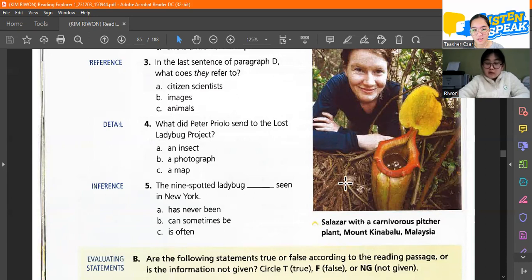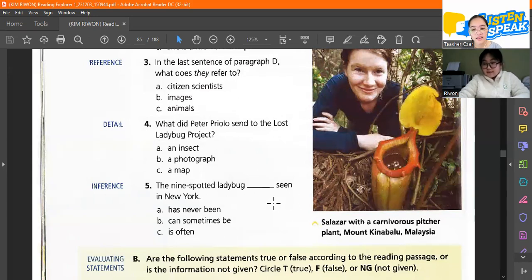A photograph? Yes, he just sent a photograph and then uploaded it into the Lost Ladybug project. Yeah. So how about the inference, number 5? The line-spotted ladybug can sometimes be seen in New York.